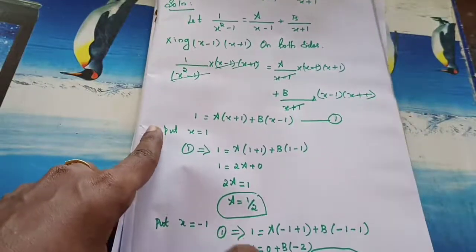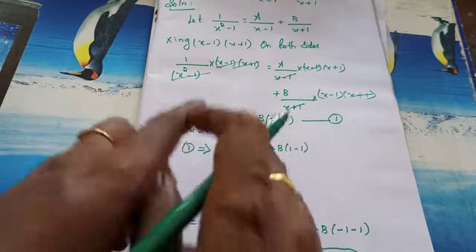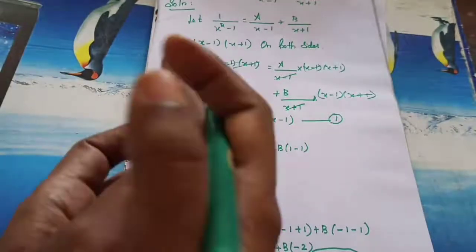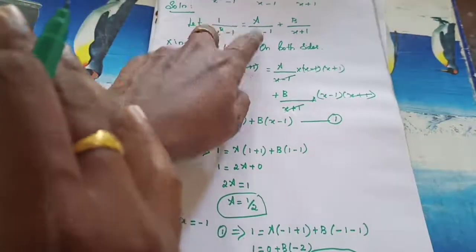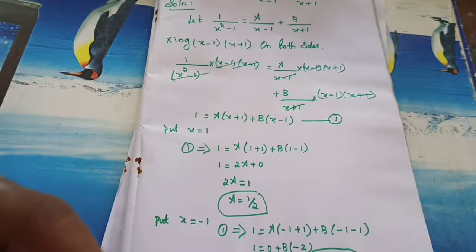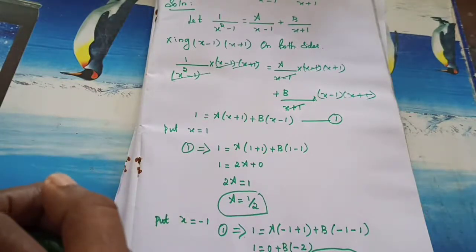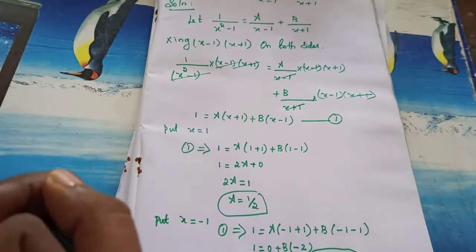Listen here students, in this problem they asked only a and b value. Okay? So we will stop here, a and b value. If they have not asked for a and b value, then we need to substitute this in the given equation and conclude the answer. Have you got it? This is the first type, that is, denominator value non-repeating.